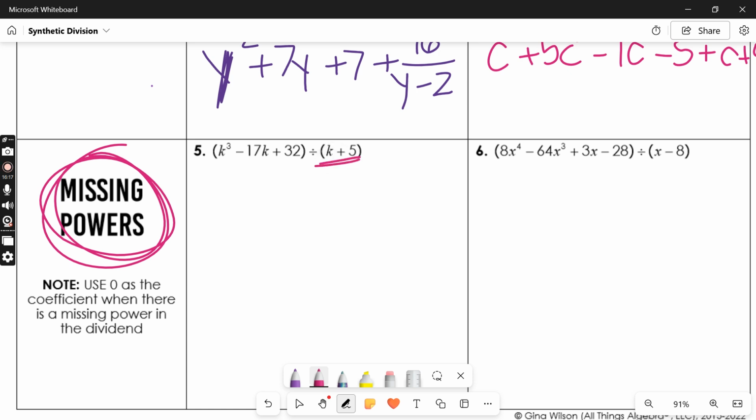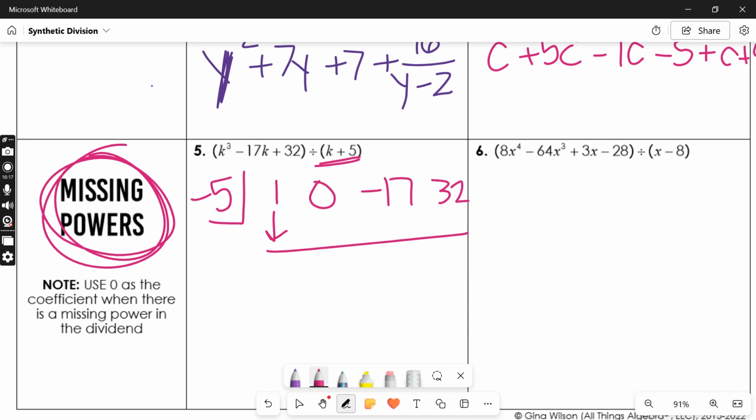All right, so I'm looking at k plus 5, so that means my 0 is negative 5. My coefficient is going to be 1. Since I'm missing the squared term, I'm going to put a 0, minus 17, and then 32. Anytime you're missing any piece of it, you have to put a 0. So I'm going to bring down the 1. Negative 5 times 1 is negative 5. If I add those, it's negative 5.